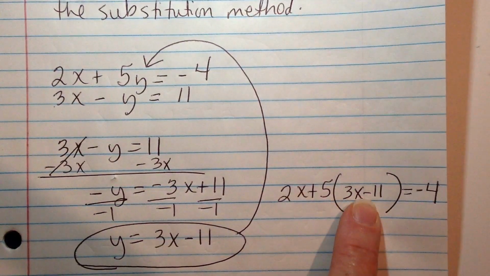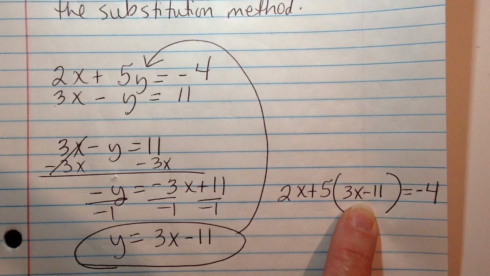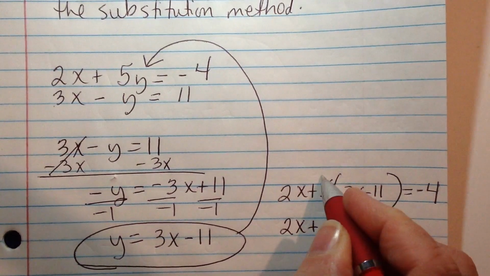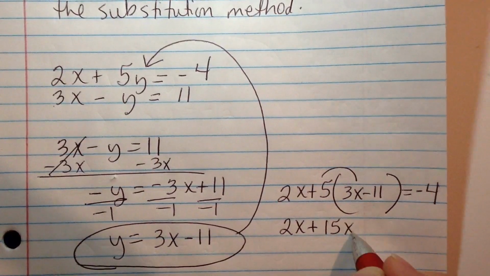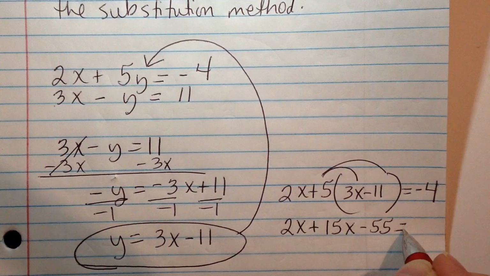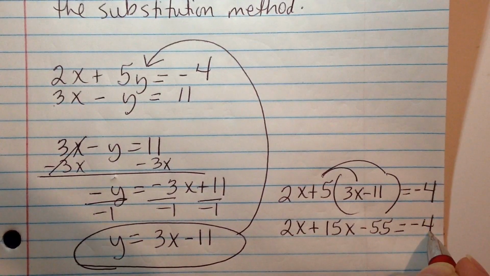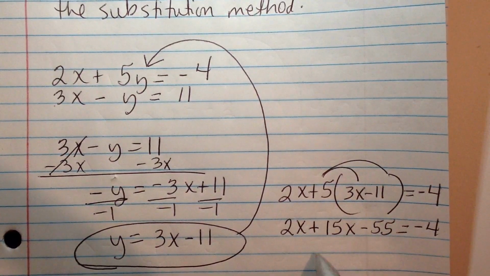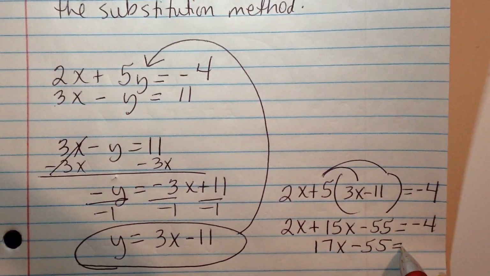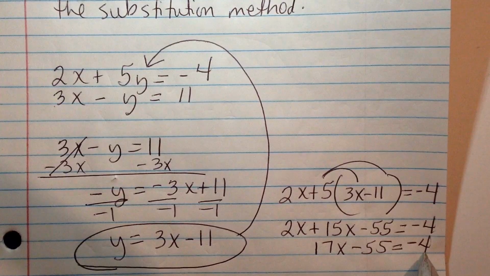Now the only variable I have is x. So let's solve for x. Begin by distributing. You have 2x plus 5 times 3x is 15x. 5 times negative 11 is negative 55 equals negative 4. Well, 2x plus 15x is 17x minus 55 equals negative 4.